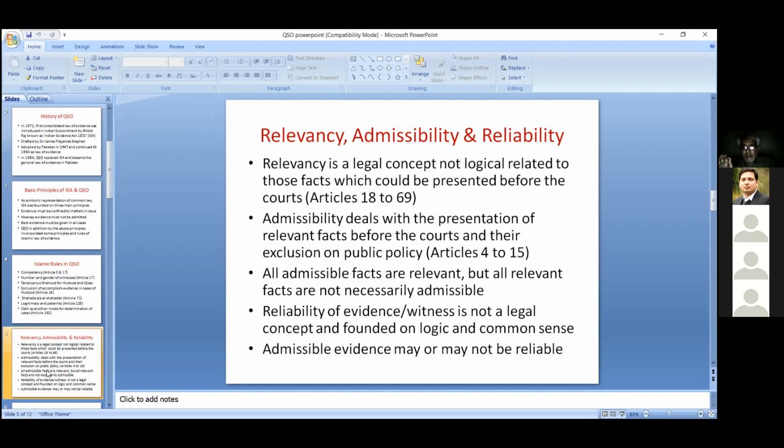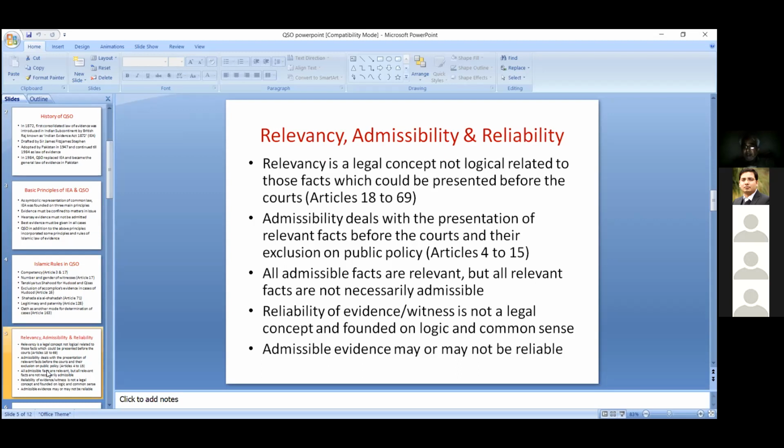The concept of relevancy is, as far as our legal system is concerned, that our legal system assumes that there are two kinds of relevancy. One is legal relevancy and another is logical relevancy. But our law has preferred legal relevancy over logical relevancy. What do I mean by this?